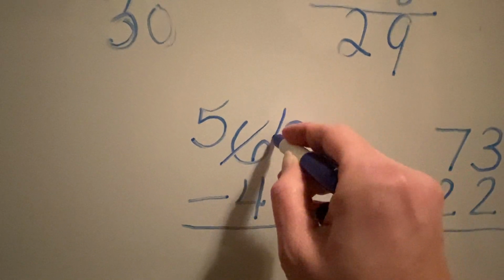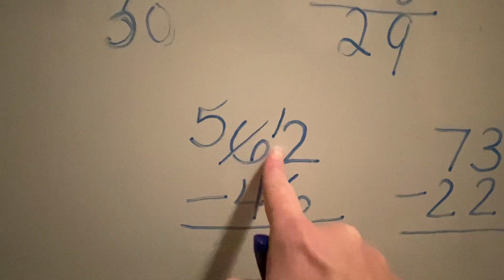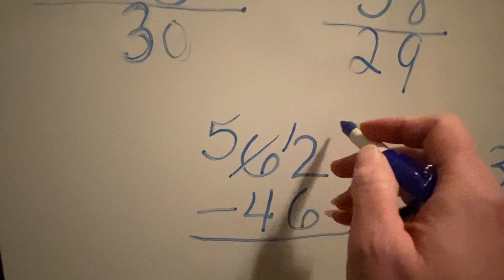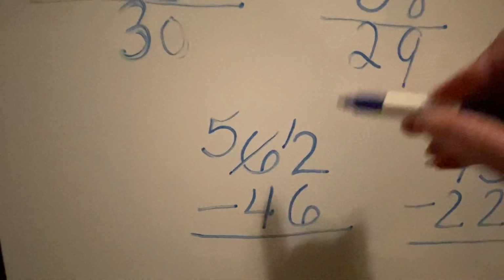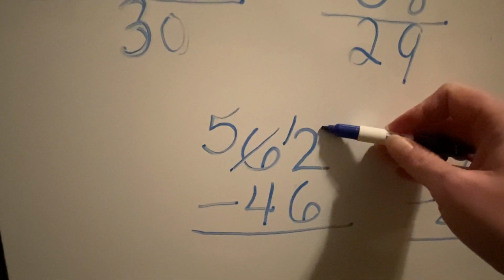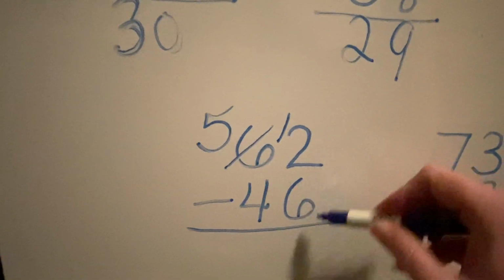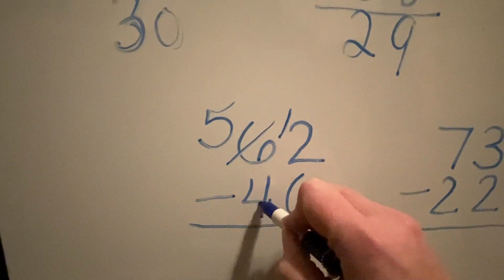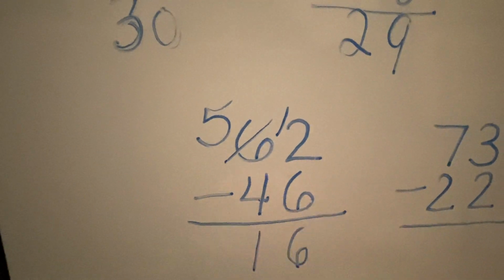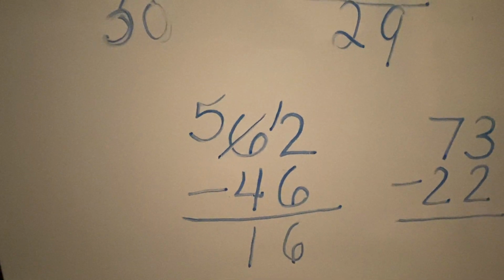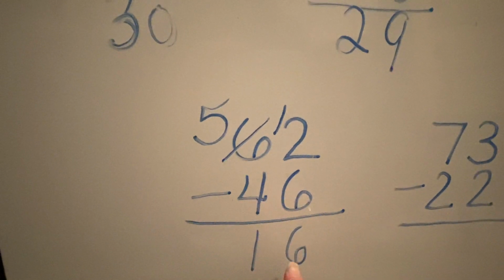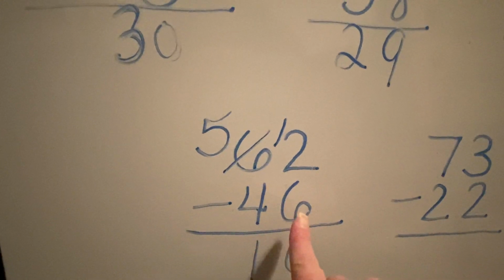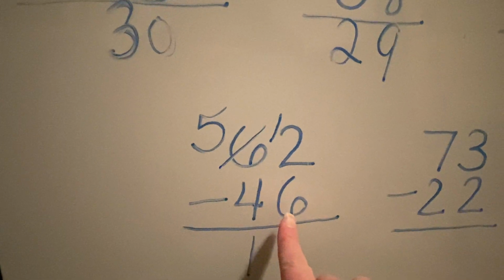I'm going to bring that 1 back home. Again, I make it into a 12. You're welcome to write it this way or mark it out all the way and write your 12 up top. So now I'm ready to go. I've got more on the top, so I'm ready to work. 12 minus 6 equals 6, and 5 minus 4 would equal 1. So the answer to 62 minus 46 would be 16. I had to regroup on this one because there was more on the floor when I began.